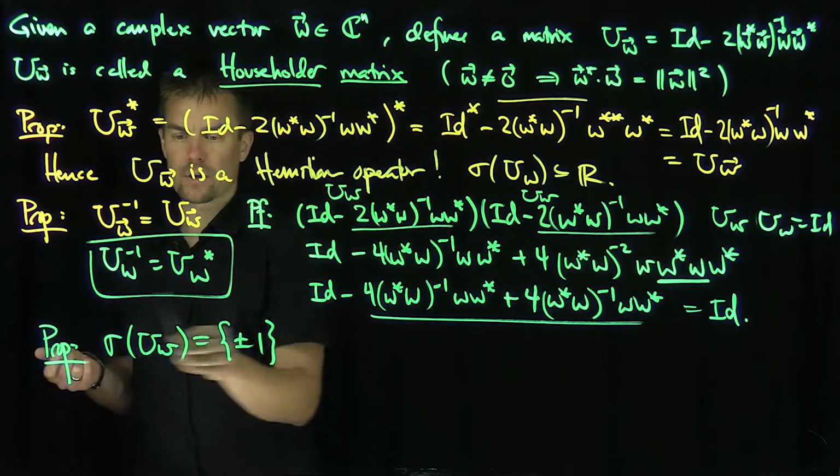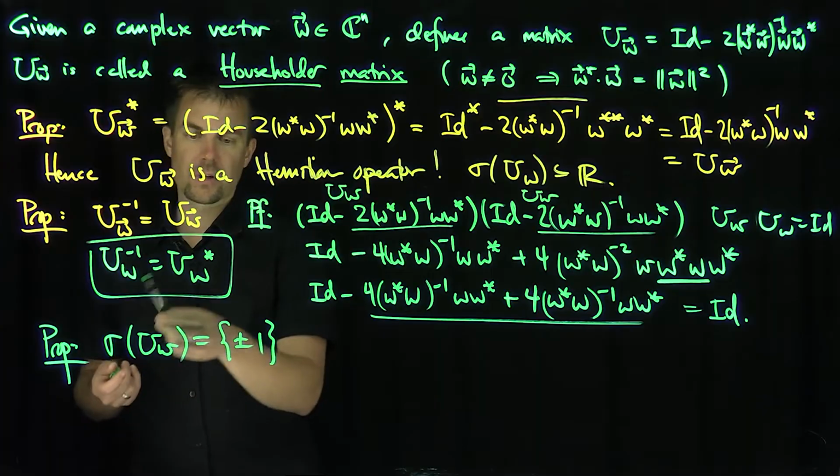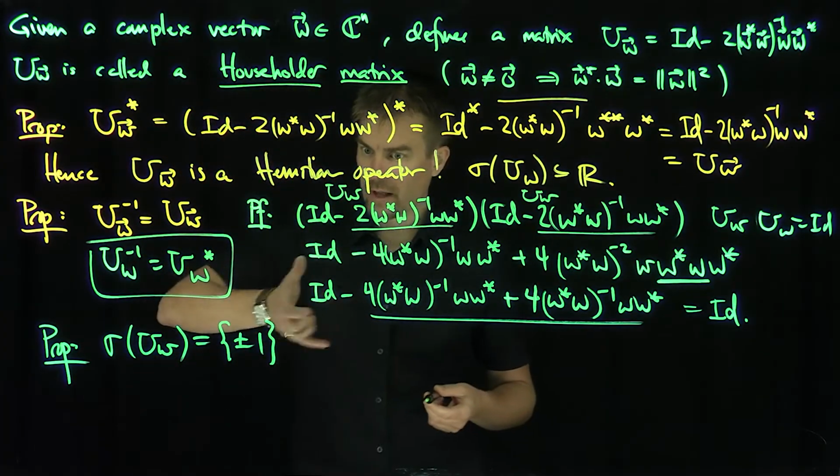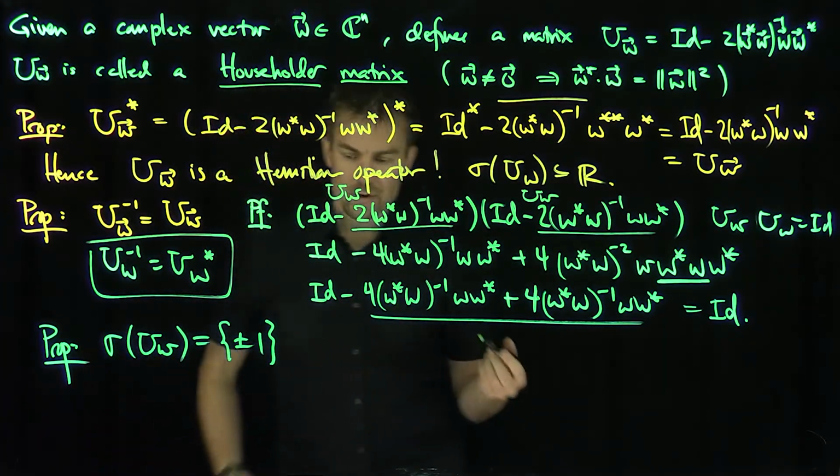Of course, we know that's actually fairly easy to prove. Once I prove that it's a Hermitian operator, and we know that it's also going to be normal because it's going to commute with its adjoint, we know the eigenvalues are going to be on the unit circle and on the real line. They only intersect at plus or minus 1. So how do we see that, right?